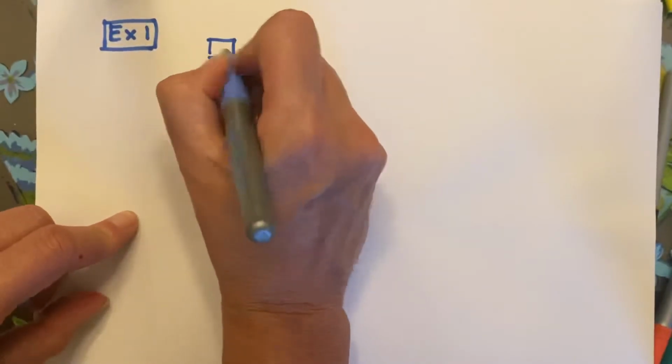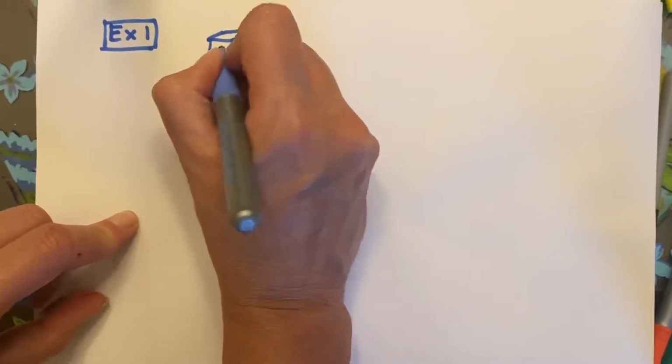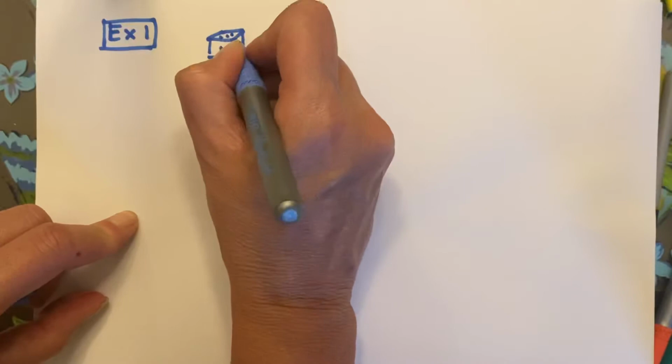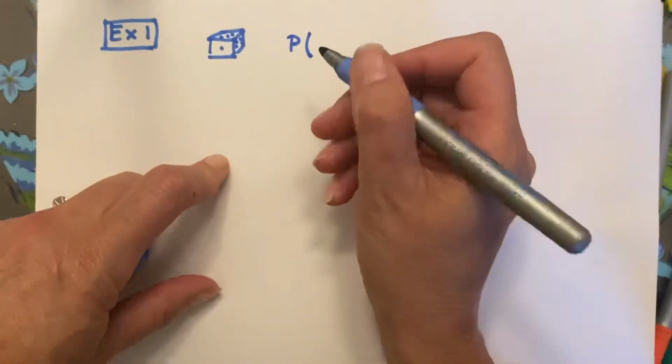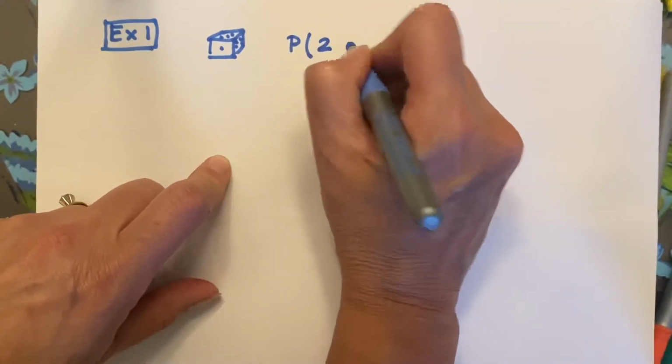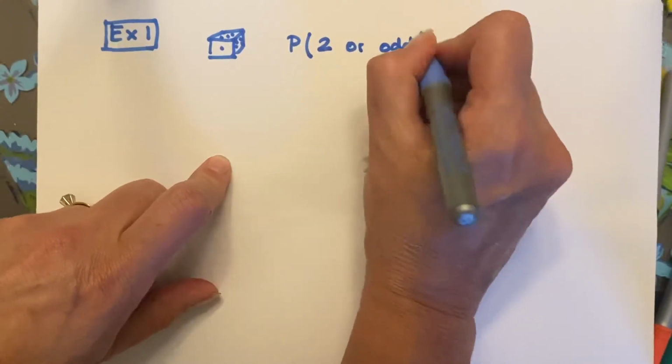Okay, let me do examples 1 and 2, but I may start with just example 1. You roll a number cube. We've been doing a lot of that. So we're going to roll for our cube and find the probability that you roll a 2 or an odd number.